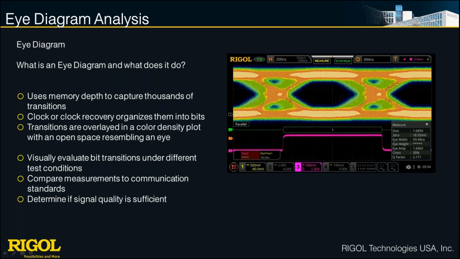Right. So now we have a color density chart here that shows where all those crossings happen compared to where they should happen in time, and that really allows us to look for aberrant signals or signal fidelity issues, depending upon what the specifications are that we need for these transitions. So an eye diagram is a great visual tool for evaluating these bit transitions and under different test conditions, how those bit transitions operate, and ultimately whether your signal quality is sufficient for your end application.